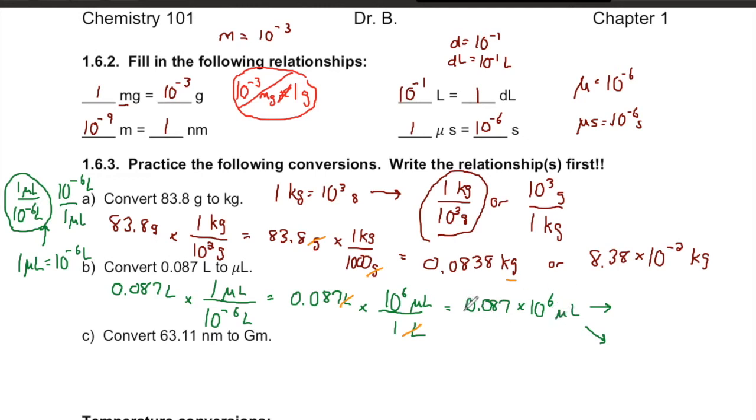However, this is not finished because this is neither standard nor scientific notation. So let's bring down the 10 to the 6 and then let's write 0.087 the correct way in scientific notation. So that is 8.7 times 10 to the -2. And so if we wanted to write this answer in scientific notation, it's 8.7 times 10 to the 4 microliters. If we write it in standard notation, it's 87,000 microliters.